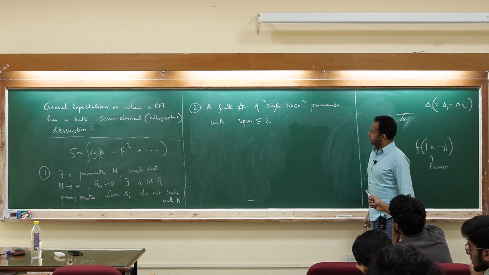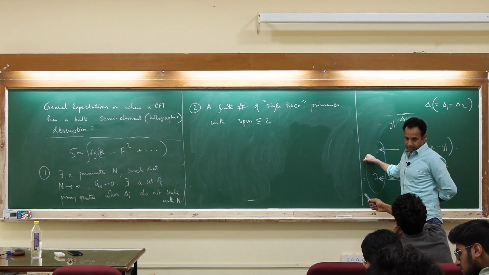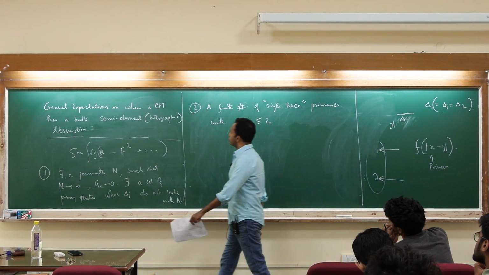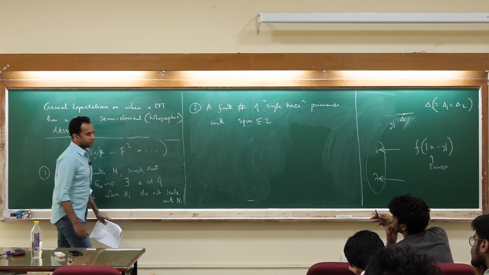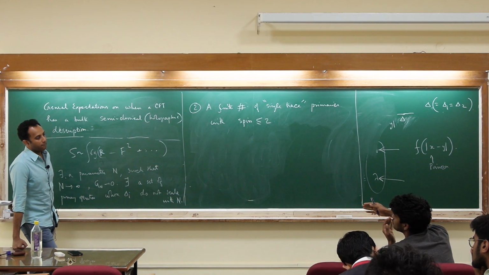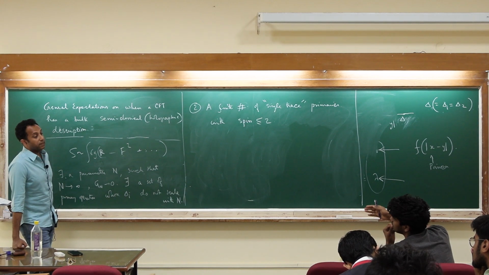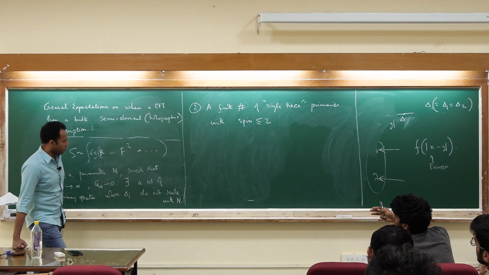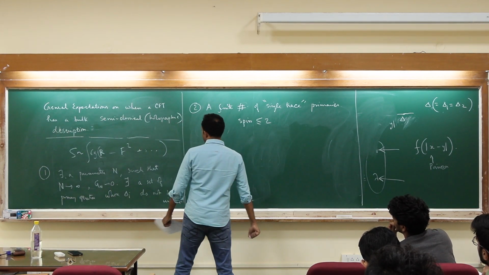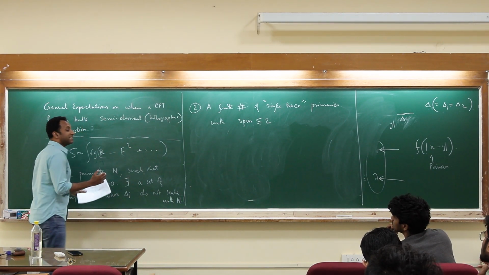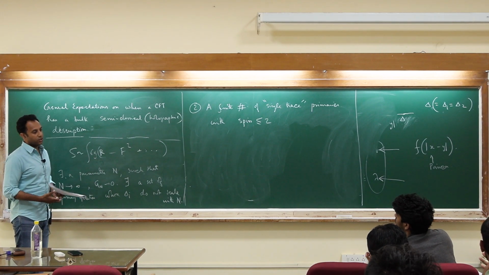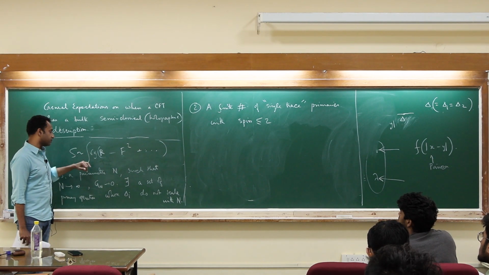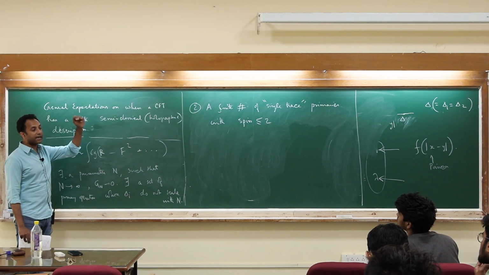So we're saying that there can be single trace operators with spin greater than 2. Up to spin 2, we know what each spin corresponds to in the bulk, like the graviton. Those will basically be states that live in the spectrum of the string. The lowest lying part of the string spectrum is what we call gravity, but there are higher lying states.